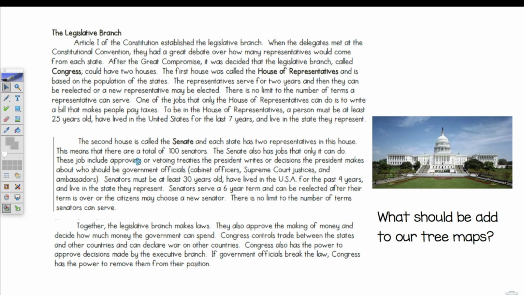The second house is called the Senate. Each state has 2 representatives in this house. This means that there is a total of 100 senators. The Senate also has jobs that only it can do.